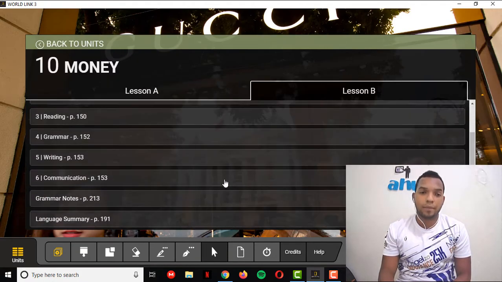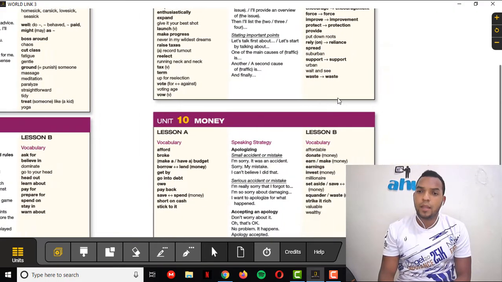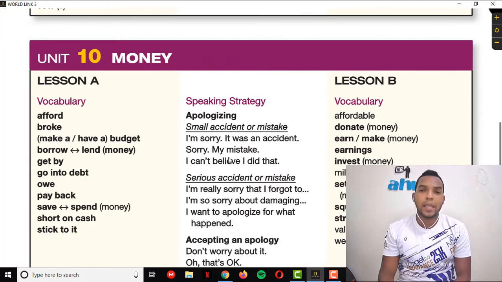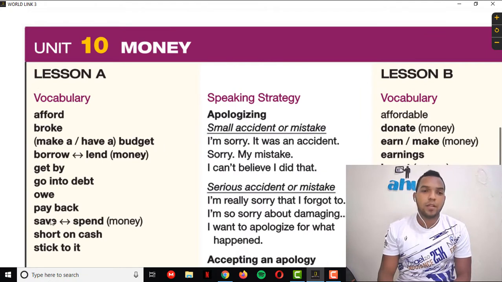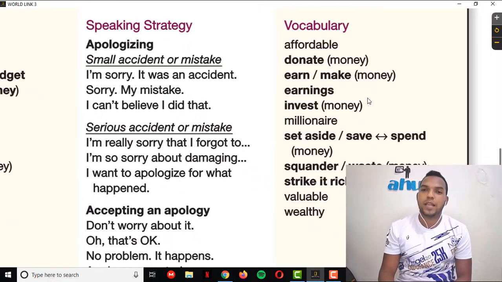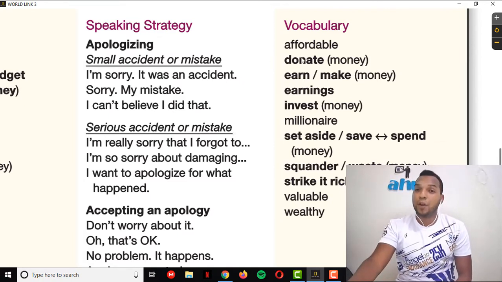So let's take a look at them. This is the language summary. Okay, so you know that yesterday I told you the meanings of the words of lesson A. Yesterday we had afford. So today we have affordable, which is the adjective, similar to afford. The only thing is that the other one is the verb.